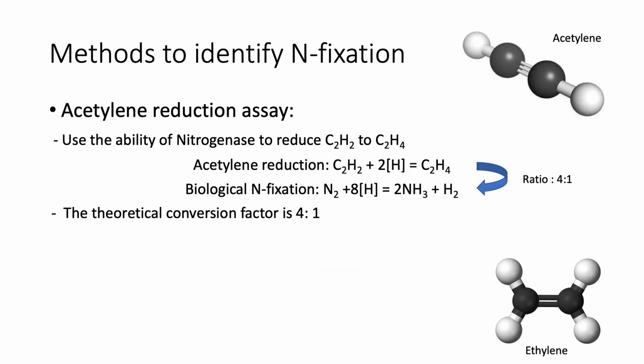As nitrogen fixation is very important, how can we identify this? One way is to use the acetylene reduction assay. It uses the ability of nitrogenase to reduce acetylene to ethylene. In the acetylene reduction assay, it converts acetylene and 2 hydrogen compounds to ethylene, while in biological nitrogen fixation, it requires 8 hydrogen compounds. So the rate would be 4 times higher than the actual biological nitrogen fixation. So the theoretical conversion factor is 4 to 1.